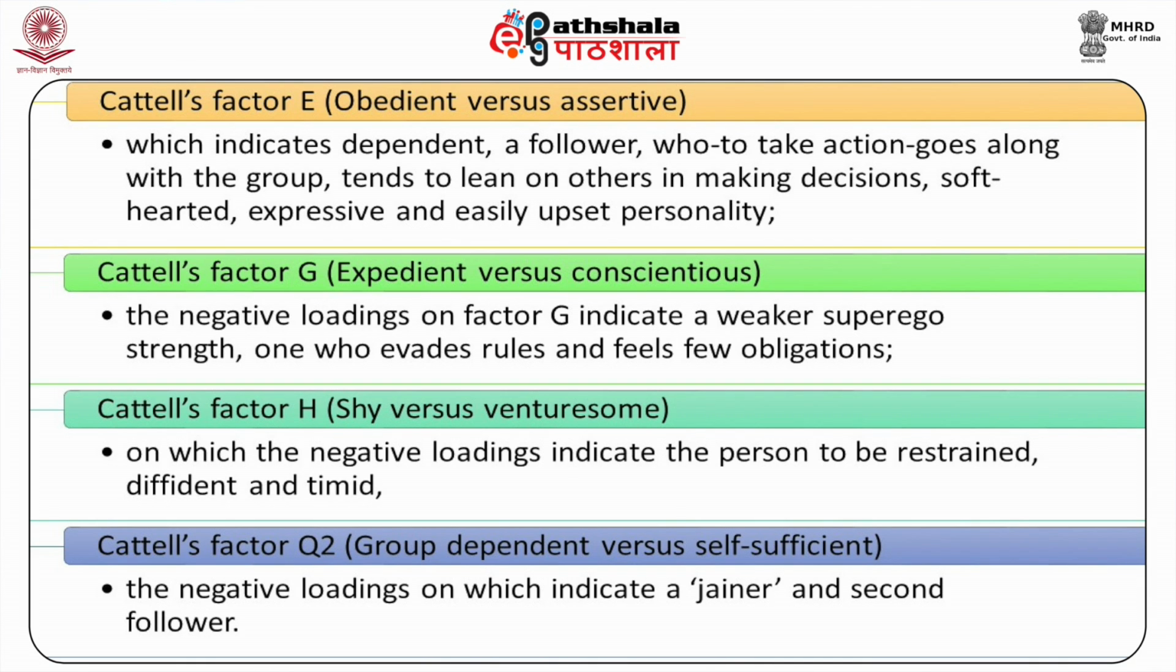Cattell's factor H, shy versus venturesome, on which the negative loadings indicate the person to be restrained, diffident and timid, and Cattell's factor Q2, group dependent versus self-sufficient, the negative loadings on which indicate a joiner and second follower. In the light of this interpretation, the above factor having significant loading on 4 variables may be named as dependency and superego. Let's look at another example in which 2 variables have significant loadings on the extracted factor as given.